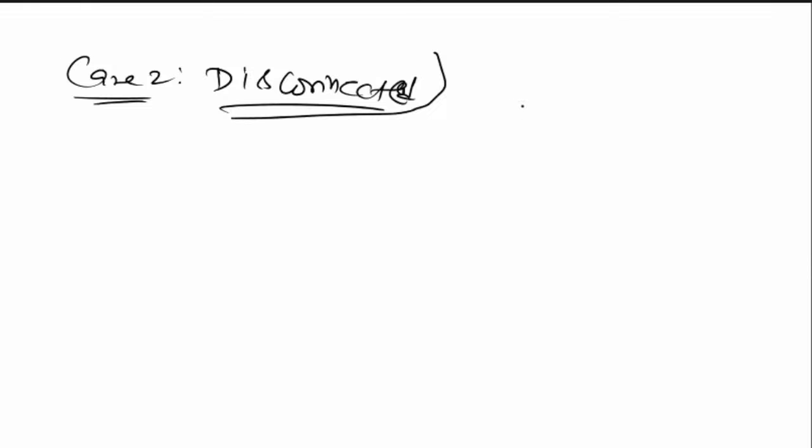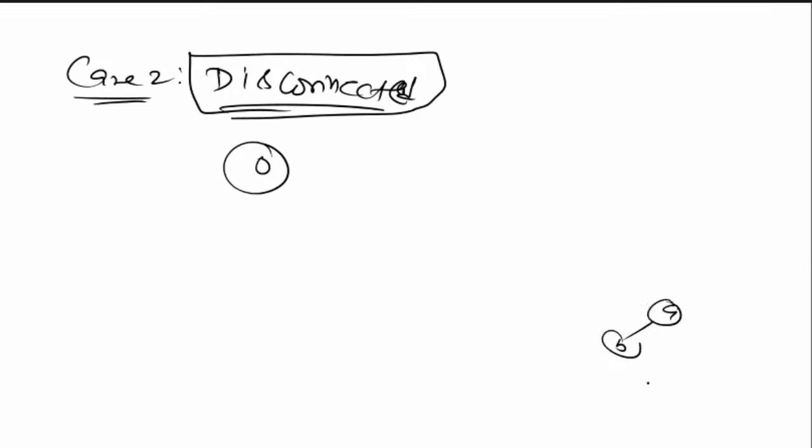In this case 2, let's assume our graph is disconnected. If this is the situation, then what is the minimum degree? Of course, the minimum degree can be 0, because now our graph can be like this. Let's assume A, B, C, and D. You can see this is a disconnected graph, and this vertex has degree 0. So now our minimum possible degree is 0.